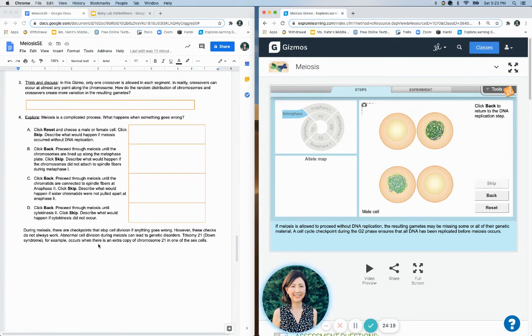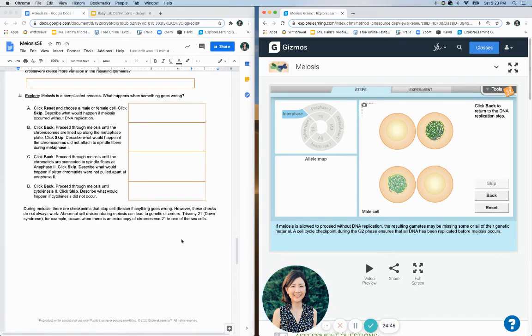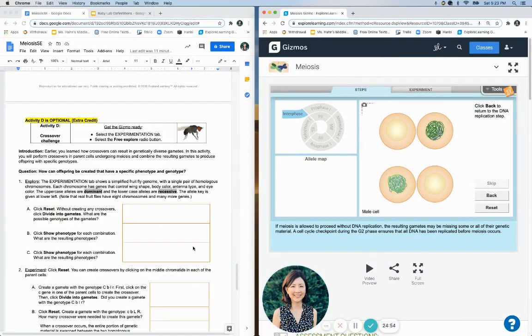And if you remember from our karyotype activity at the beginning, if there's anything that's skipped or anything that goes wrong, you can get the wrong number of chromosomes in your sex cells. So remember trisomy 21, you get an extra chromosome 21, Turner syndrome, you're missing one chromosome, or XYY, you're getting an extra. So all of that is because of errors happening in meiosis. Okay, that was really long.